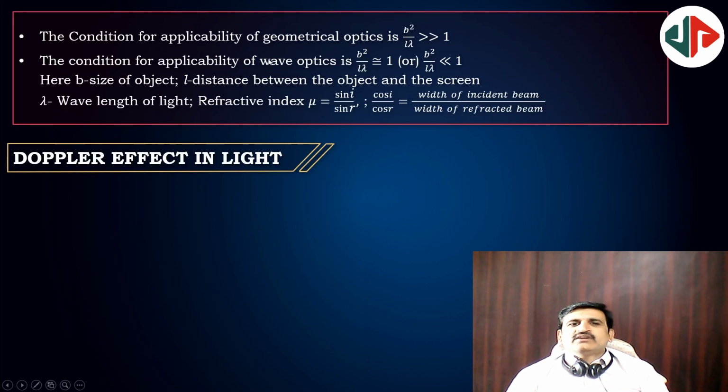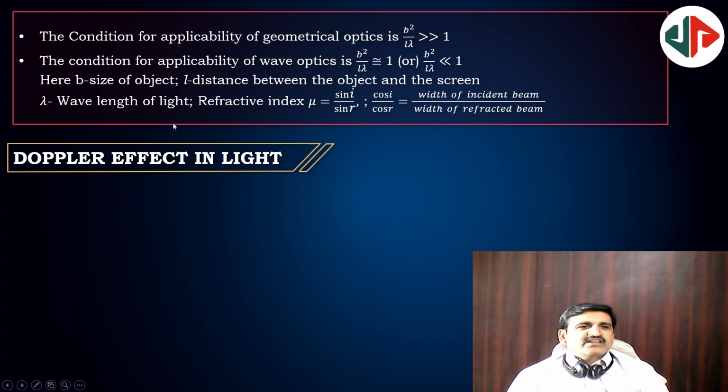Condition for applicability of geometric optics. Actually, this is the first point in only a few books that I noticed like this. Condition for applicability of geometrical optics is b square by L lambda very much greater than 1. That means if the object size is greater, then we are going to see geometrical optics, which is nothing but ray optics. Wave optics we observe whenever the size of the object is comparable to or smaller than L lambda. Then only we are going to see wave optics.